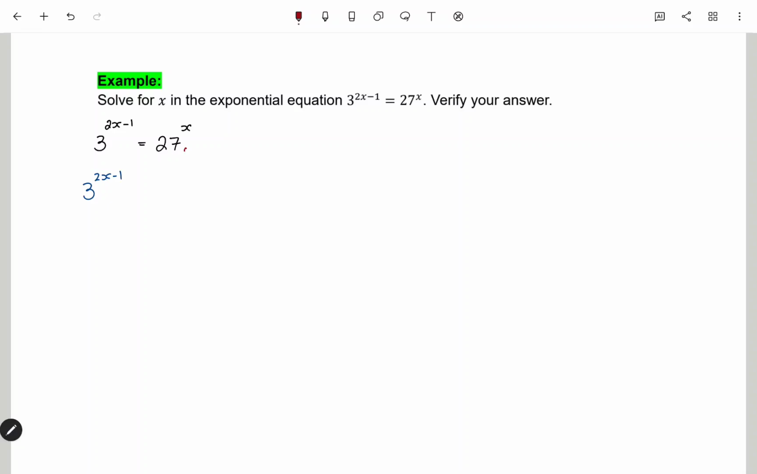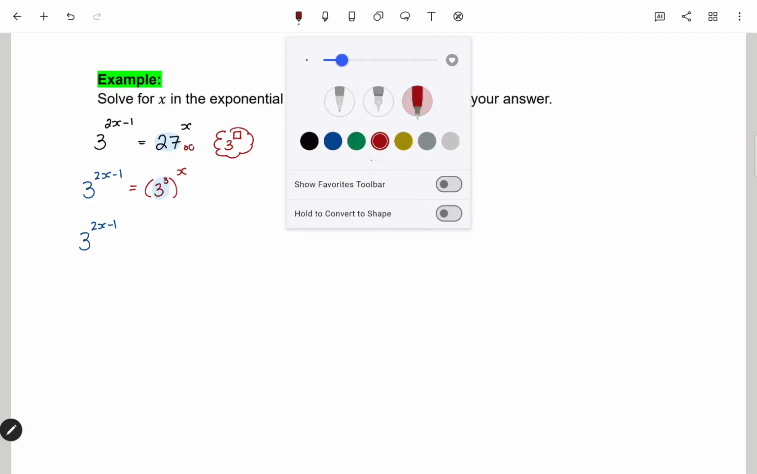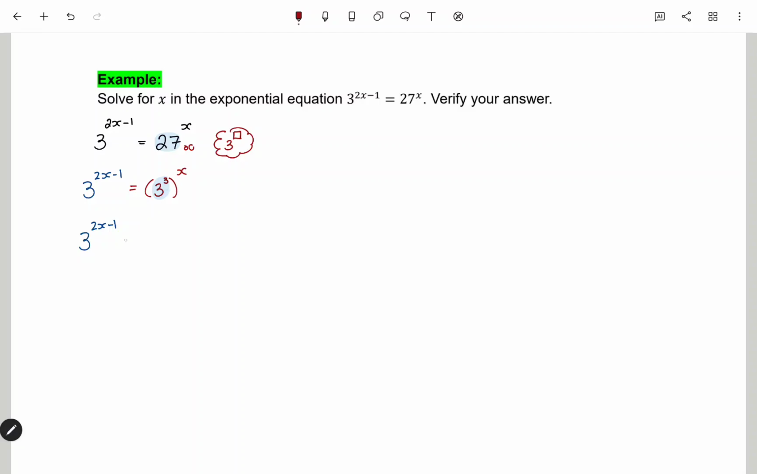But now I have to think to myself, how can I rewrite 27 as 3 to the power of something? Well, 3 times 3 is 9, times 3 again is 27. So I can rewrite this as 3 cubed to the power of x. So again, the only thing I changed was I rewrote that 27 as 3 to the power of 3. Again, we're not going to touch this left side, it's going to stay the same. And on our right side, I have a power to a power again, so we have to multiply those together. So 3 times x is 3x.